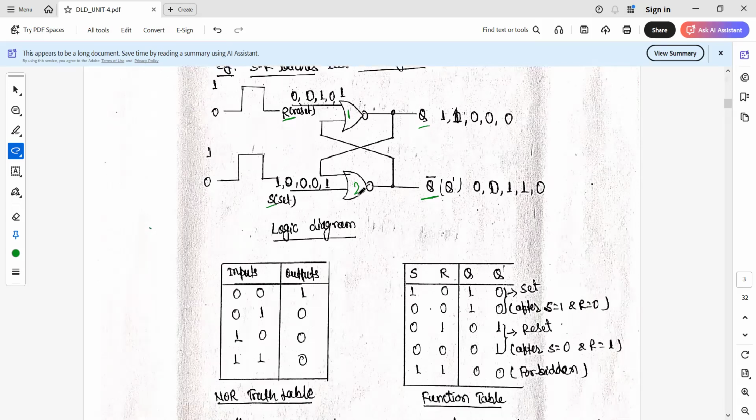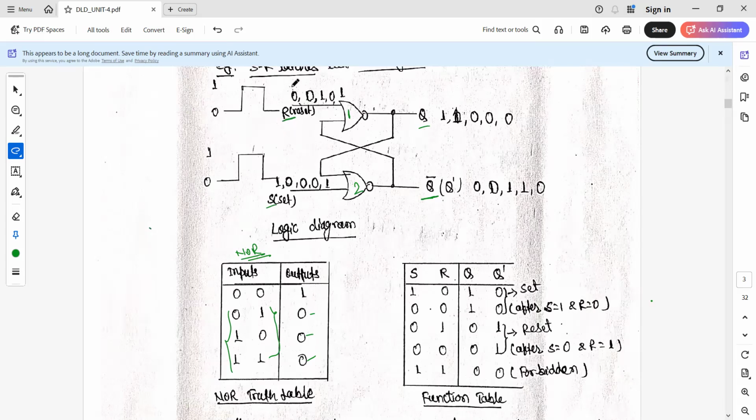To understand the operation of this SR latch with NOR gates, we need to understand the truth table of the NOR gate. Here is the truth table of the NOR gate. In a NOR gate, if any input is 1, if any input is high, then we are sure that the output is 0. We are going to use this concept here to understand the operation.